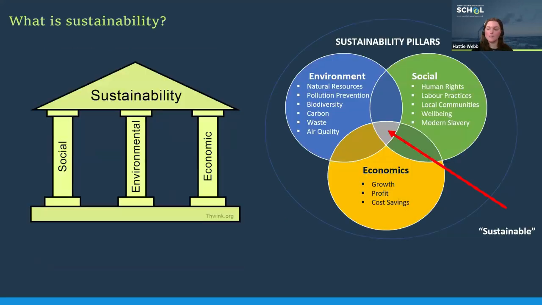So let's start with what is sustainability. I appreciate we're all coming into this with different levels of knowledge. But essentially, sustainability is these three pillars or these three themes: the environment, the society, and the economy. These can also be called the three Ps: people, planet, profit, and are often referred to as the triple bottom line in business.